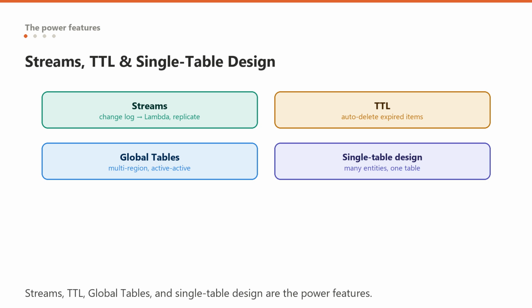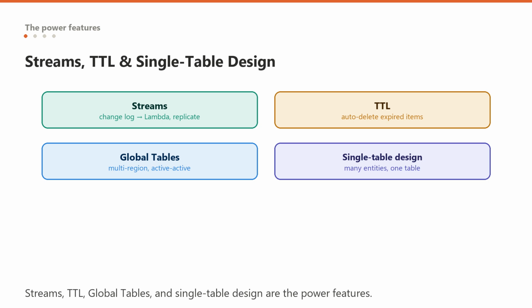A few power features. DynamoDB Streams give you a change log of every insert, update, and delete, which you can feed into a Lambda function to trigger workflows or replicate data. Time to live, or TTL, lets you set an expiry timestamp on items so DynamoDB deletes them automatically. Perfect for sessions or temporary data. Global tables replicate your table across multiple regions, active-active for global low latency.